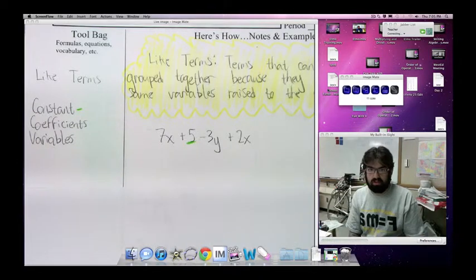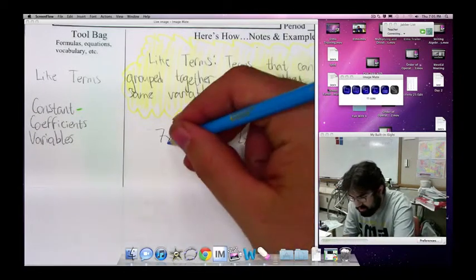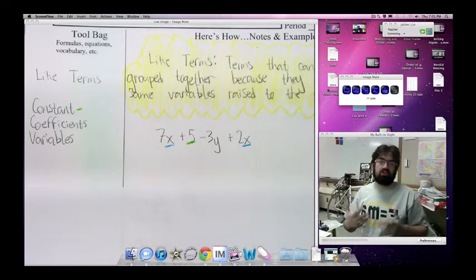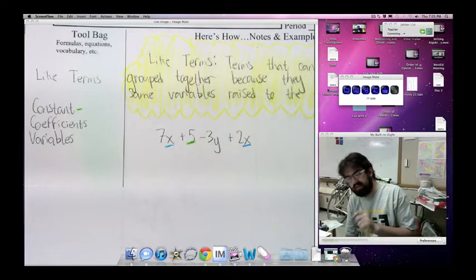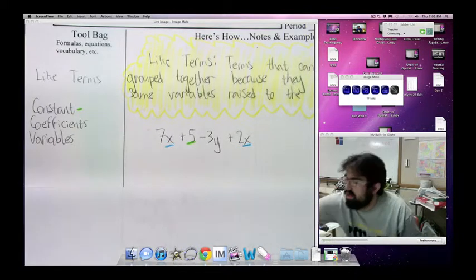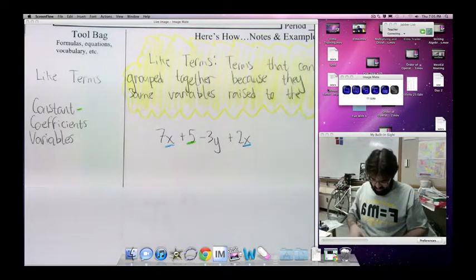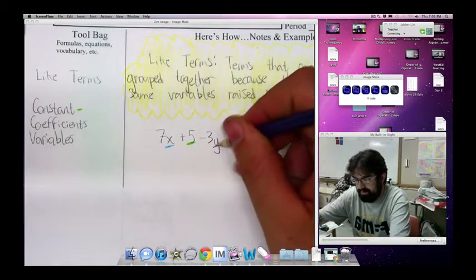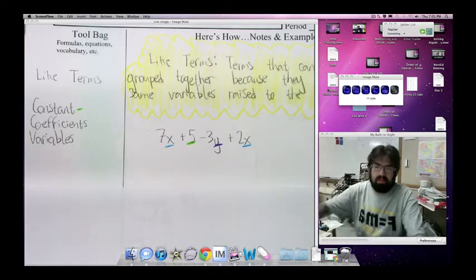Like variables, the variables that are the same, here's x, and here's x. So those are both the same. y is an entity all on itself. So y is a separate color. I want to just use a purple color for that. And there's y. So those are the variables.